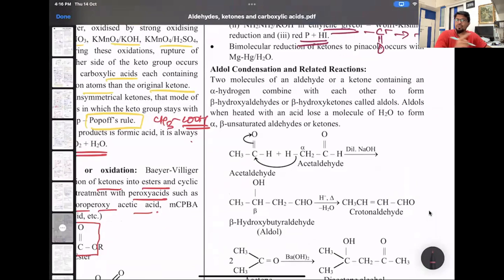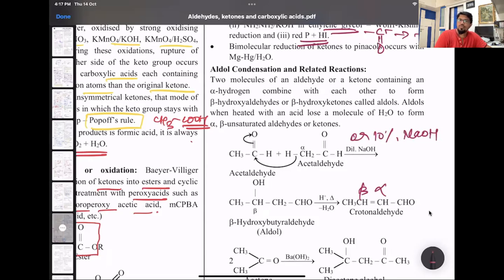Now, aldol condensation is a characteristic reaction given by those aldehydes and ketones which contain alpha H atoms. Where in the alpha H atoms, what is happening? There is formation of aldol, with an aldehydic group and an alcoholic group. And that aldol further undergoes dehydration to give you an alpha beta unsaturated aldehyde. And normally the reaction is in the presence of dilute NaOH or 10% NaOH. That's how the reaction works.